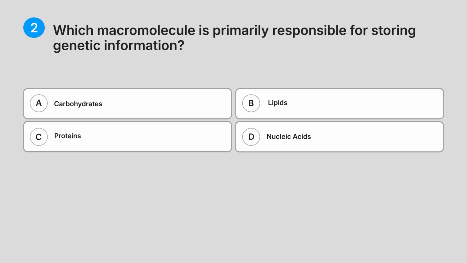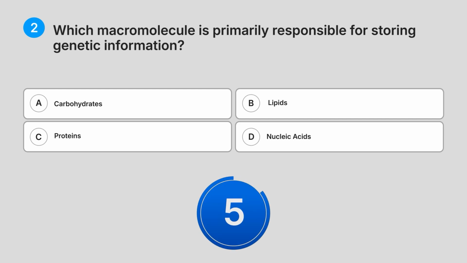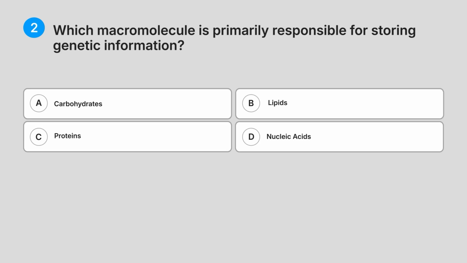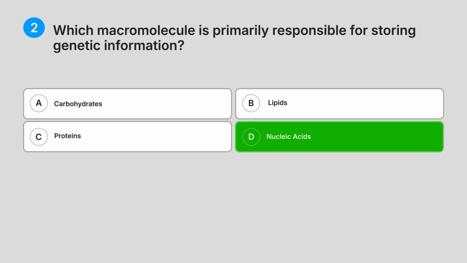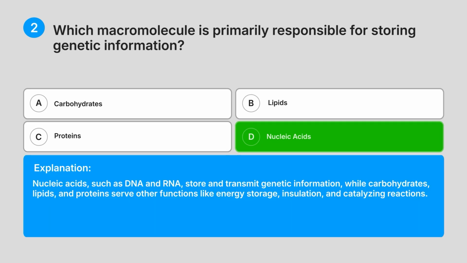2. Which macromolecule is primarily responsible for storing genetic information? A. Carbohydrates. B. Lipids. C. Proteins. D. Nucleic acids. Do you know the answer? Correct answer: D. Nucleic acids. Explanation: nucleic acids, such as DNA and RNA, store and transmit genetic information, while carbohydrates, lipids, and proteins serve other functions like energy storage, insulation, and catalyzing reactions.